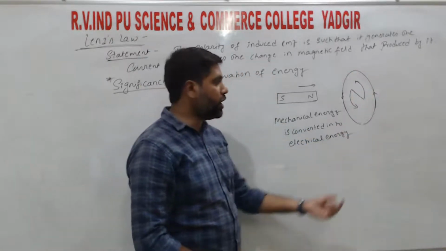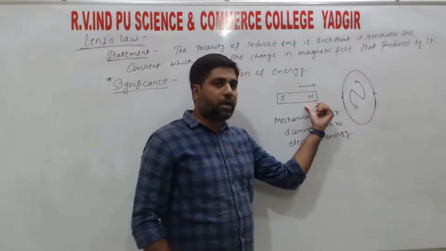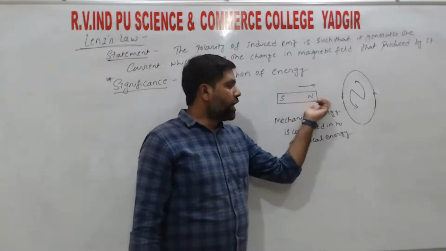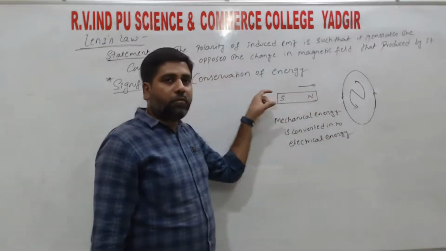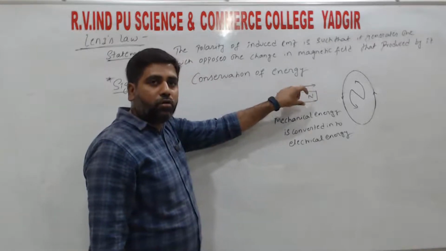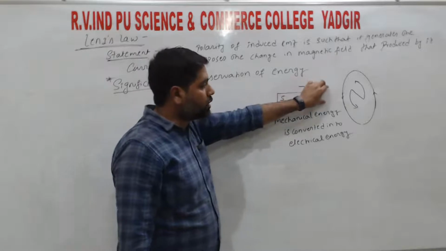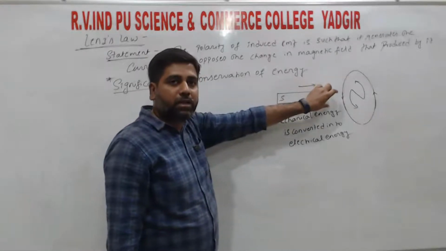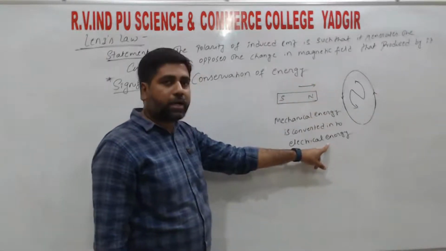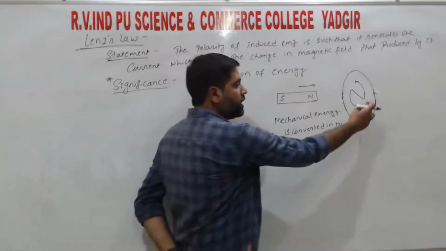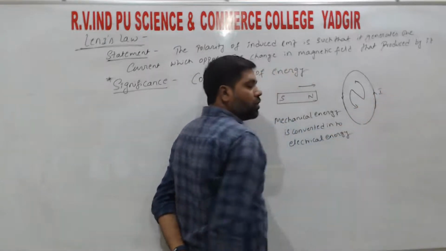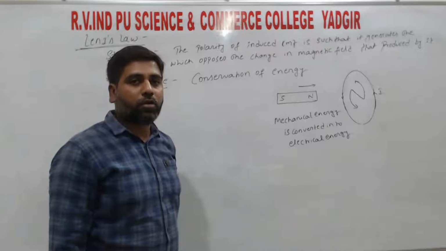So when it behaves as a north pole, what happens here is mechanical energy. Since we are moving, we are mechanically doing work on the object to move it, right? So we are moving the magnet, that means mechanical energy is converted into electrical energy, right? Because the current is induced in the coil or in the circuit, right?